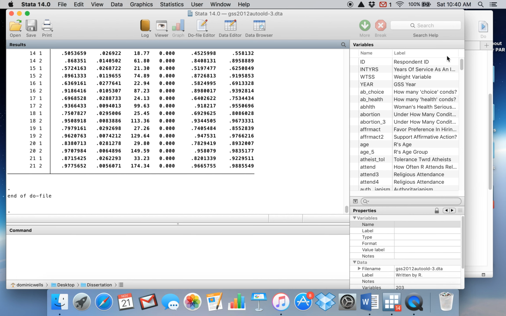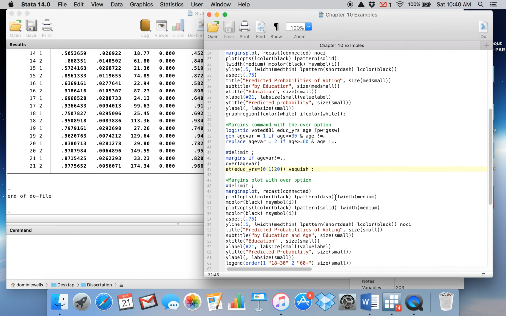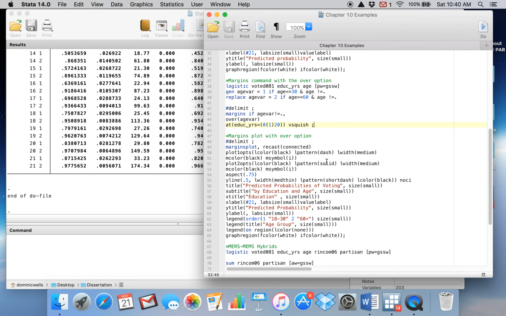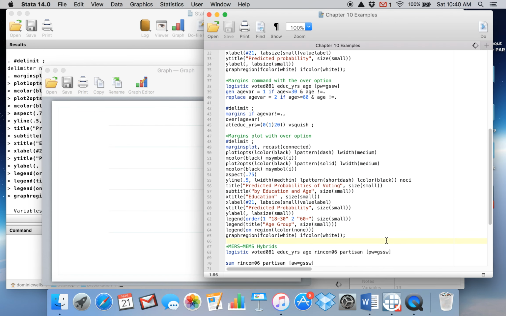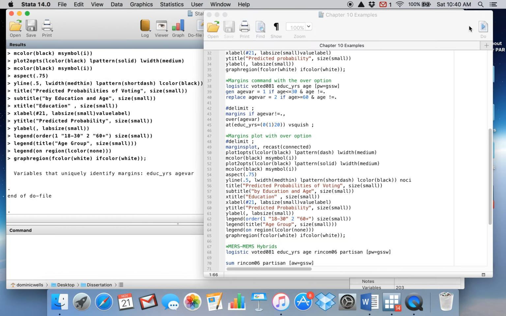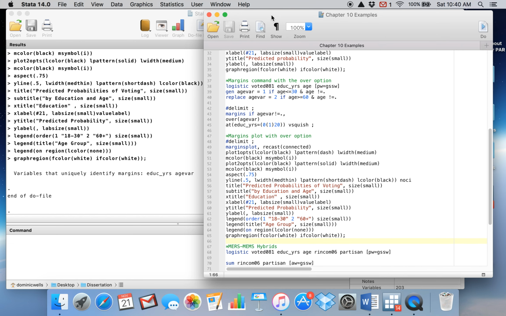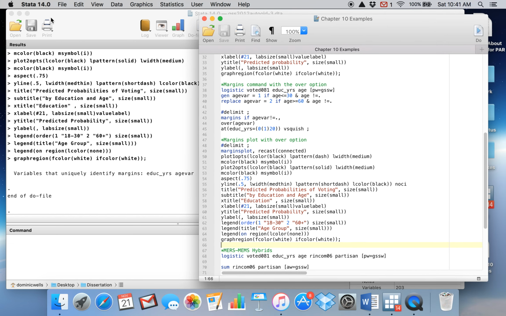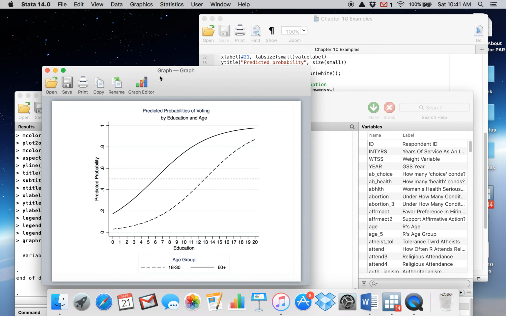So, the next thing we want to do is take a look at this. So we can use margins plot with the over option. And this code is also in your book. Careful copying it, because you know how it is. If you get one thing wrong, it will yell at you. All right, sweet. I made it disappear. There it is.